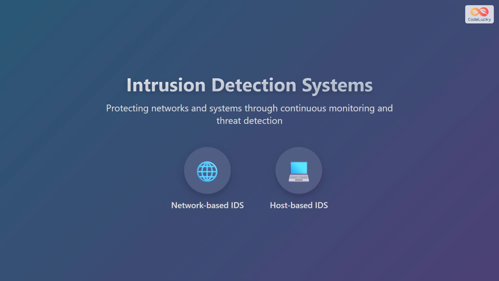Welcome. Today, we are diving into the world of intrusion detection systems. Intrusion detection systems are here to protect our networks and systems through continuous monitoring and threat detection. We will explore how they work and why they are essential in today's digital landscape. There are mainly two types of intrusion detection systems. The first one is network-based intrusion detection systems, and the second one is host-based intrusion detection systems.